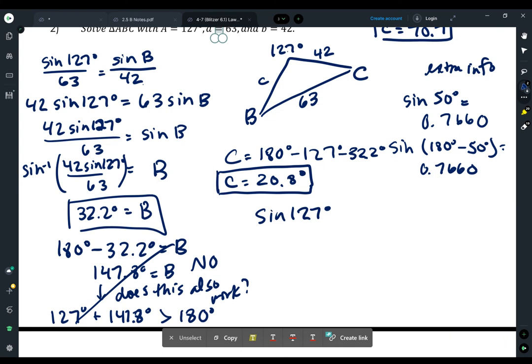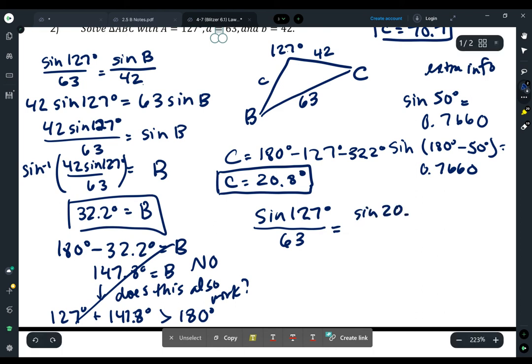So now that I have my angle C, I can find side C. I'm still going to start with sine 127 over 63 because I didn't have to round either of those. That's going to be more accurate. And then I have sine of 20.8 degrees over little side C. And then I can go through and just do all my algebra again, right?